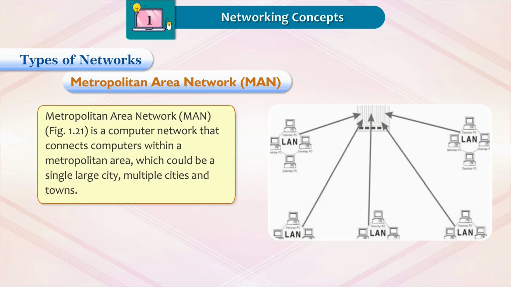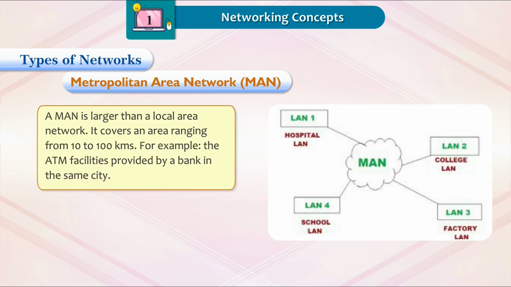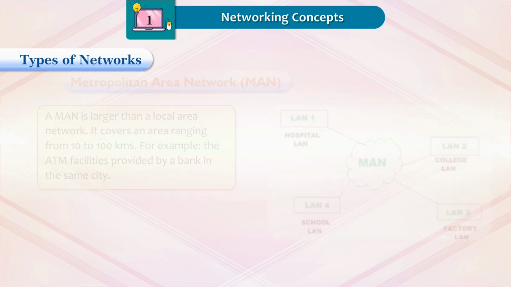Metropolitan Area Network or MAN. A Metropolitan Area Network, MAN, is a computer network that connects computers within a metropolitan area, which could be a single large city, or multiple cities and towns. A MAN is larger than a local area network. It covers an area ranging from 10 to 100 kilometers. For example, the ATM facilities provided by a bank in the same city.